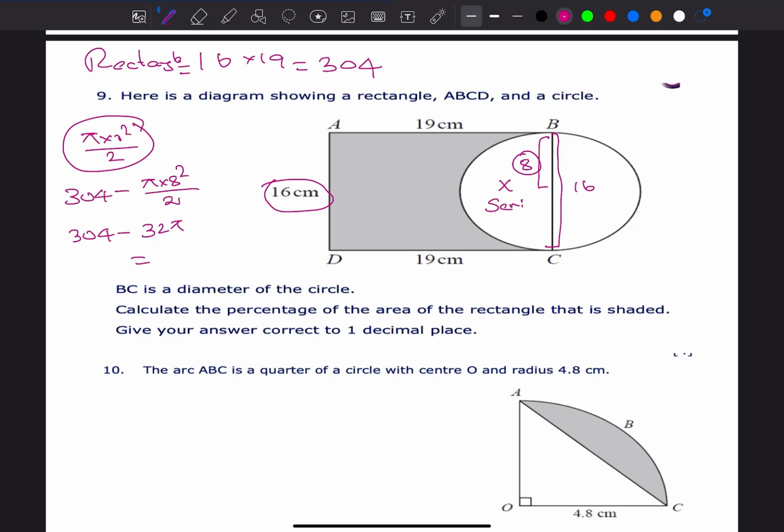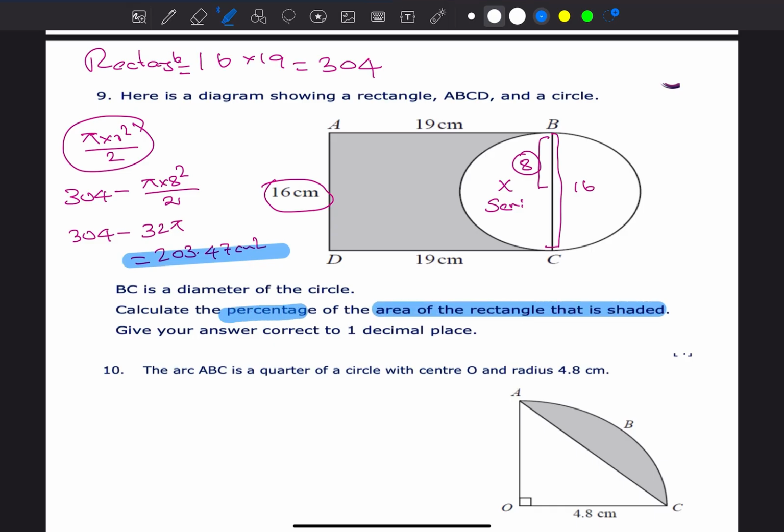So 304 take away 32 pi is 203.47 centimeters squared. But that is not the question. The question is, work out the area of the rectangle that is shaded, but as a percentage.